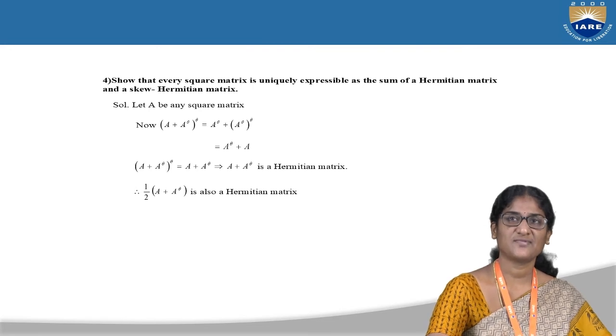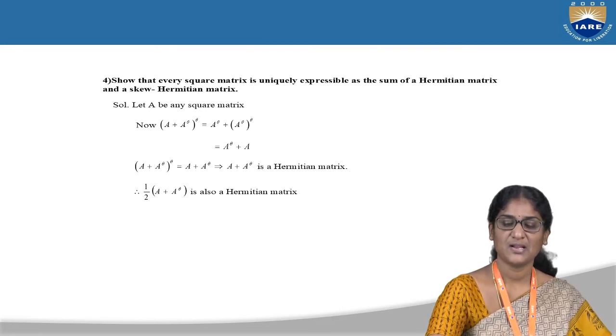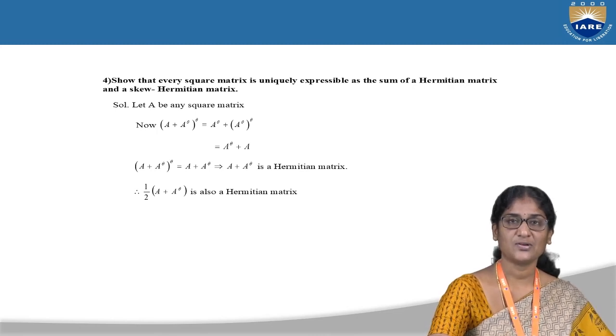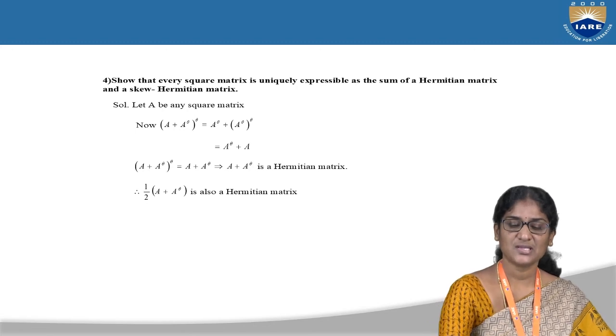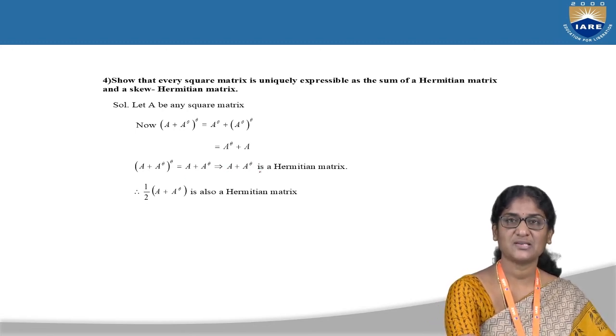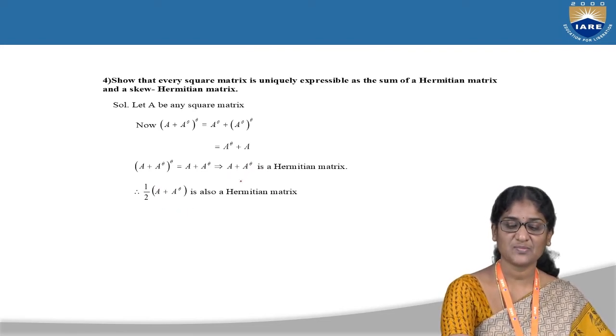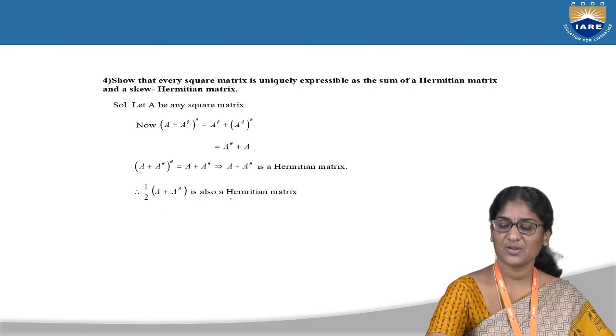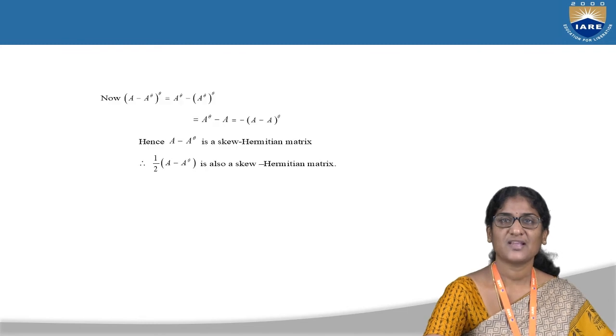Now next, show that every square matrix is uniquely expressible as a sum of a Hermitian and a skew Hermitian matrix. Let's suppose that A is any square matrix. Then you can consider (A plus A theta) whole theta, which can be written as A theta plus A theta whole theta, which is equal to A theta plus A. Since these two are equal, A plus A theta is a Hermitian matrix. So (A plus A theta) divided by 2 is also a Hermitian matrix, obviously.